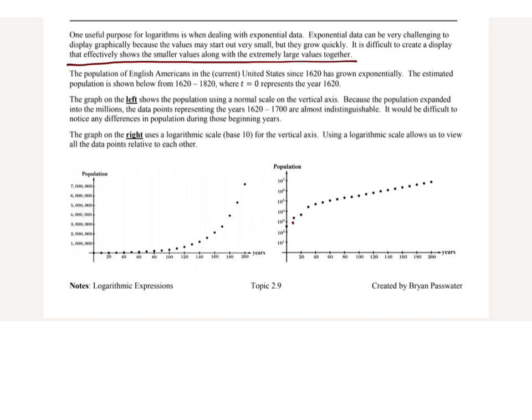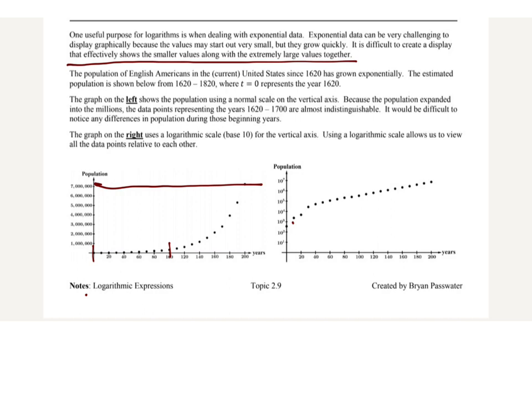The graph on the left shows the population using a normal scale on the vertical axis. Because the population expanded into the millions, the data points representing the years 1620 to 1700 are almost indistinguishable because they had to show such height here. Then we lost a lot of information down in the first 100 years. Can you see that? We have no way of telling what's actually happening there.